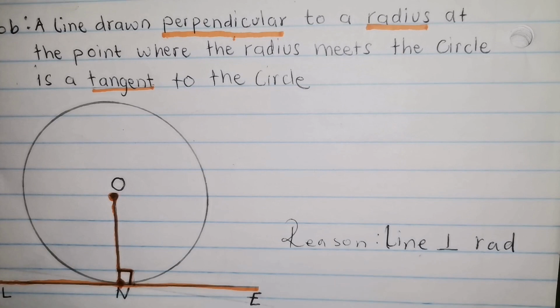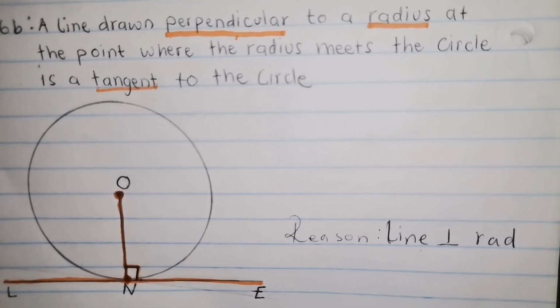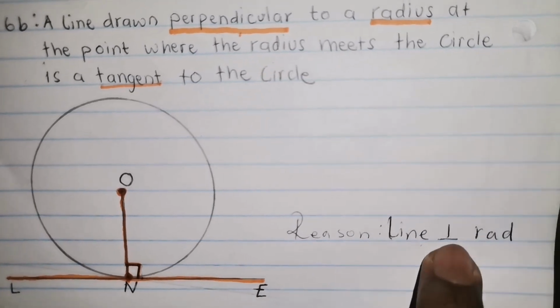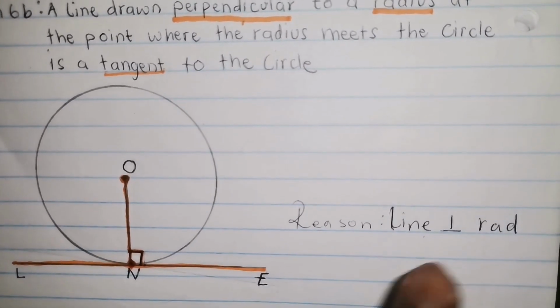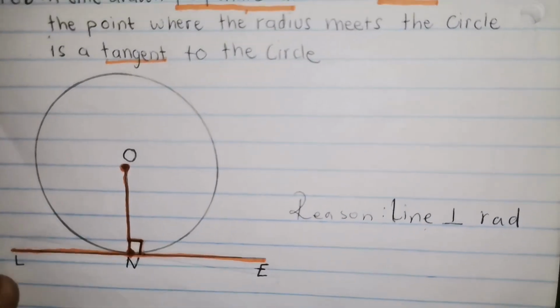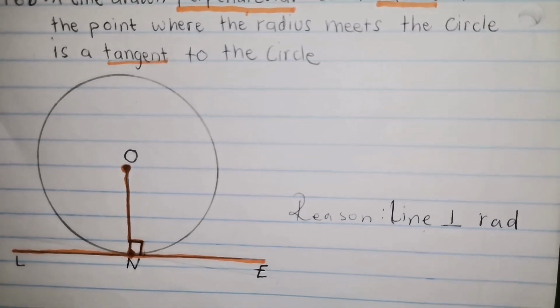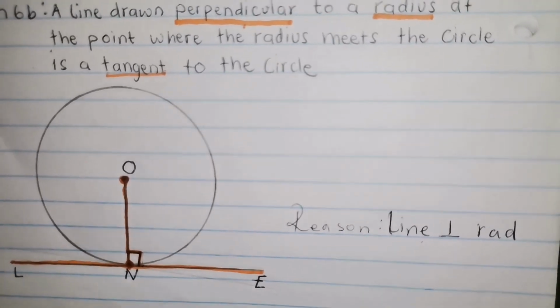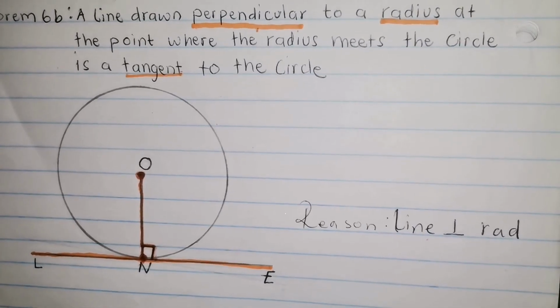If they say, well, you must prove something, you start by saying okay, LNE is a tangent because of what? There's a line perpendicular to radius. This line LNE is perpendicular to radius. Therefore, this makes sure LNE is a tangent. Then you'll conclude by saying LNE is a tangent. I hope guys you clearly understand this theorem.